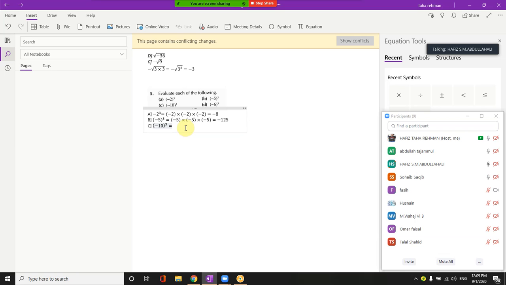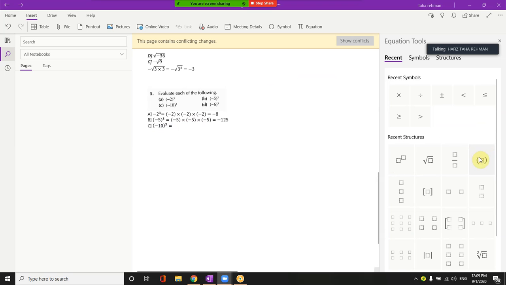Minus 1000. Very good. Why -1000? Because it means we need to multiply -10 3 times. So we can write it like this: -10, then multiply -10, then multiply -10. And how many negative signs we have altogether?